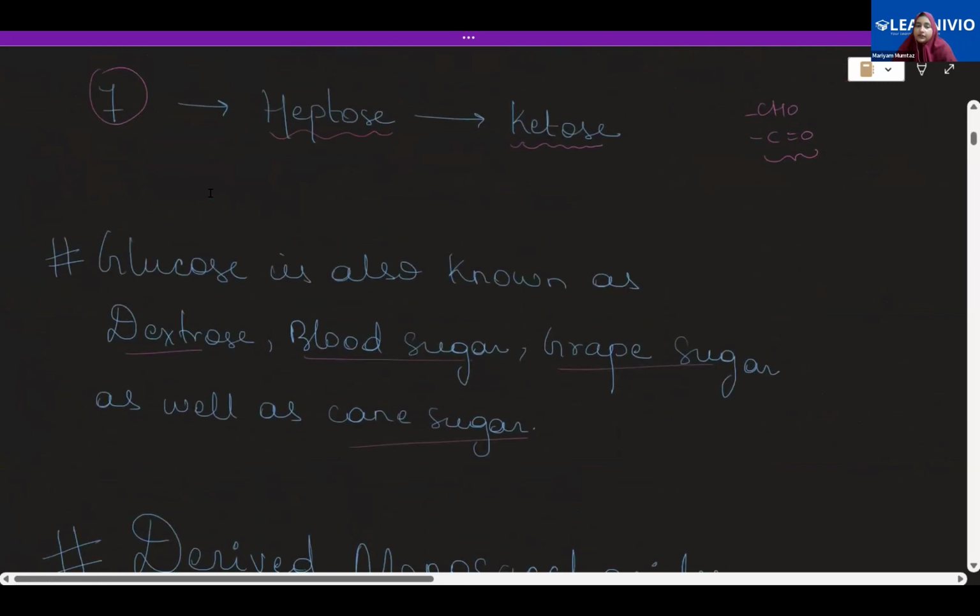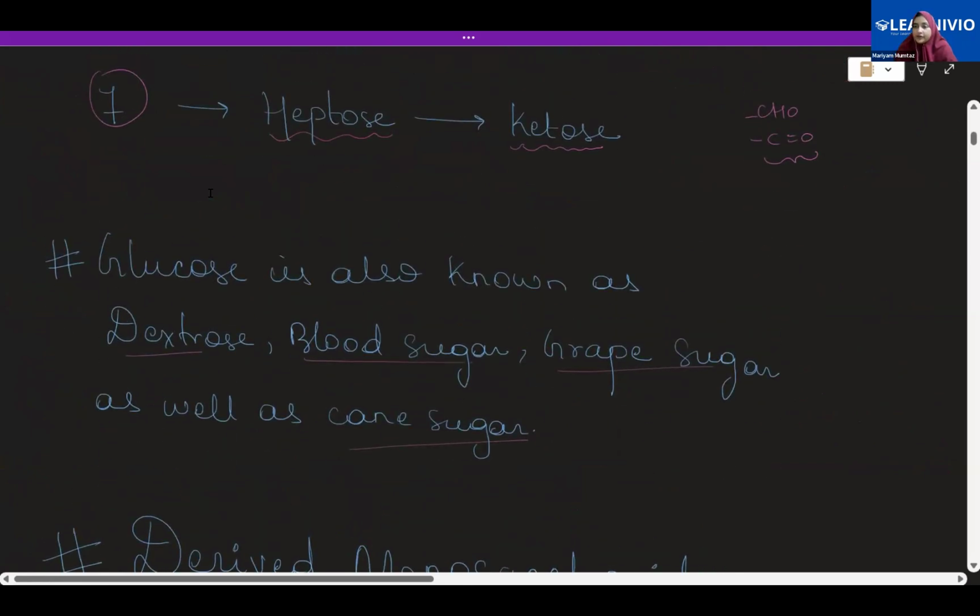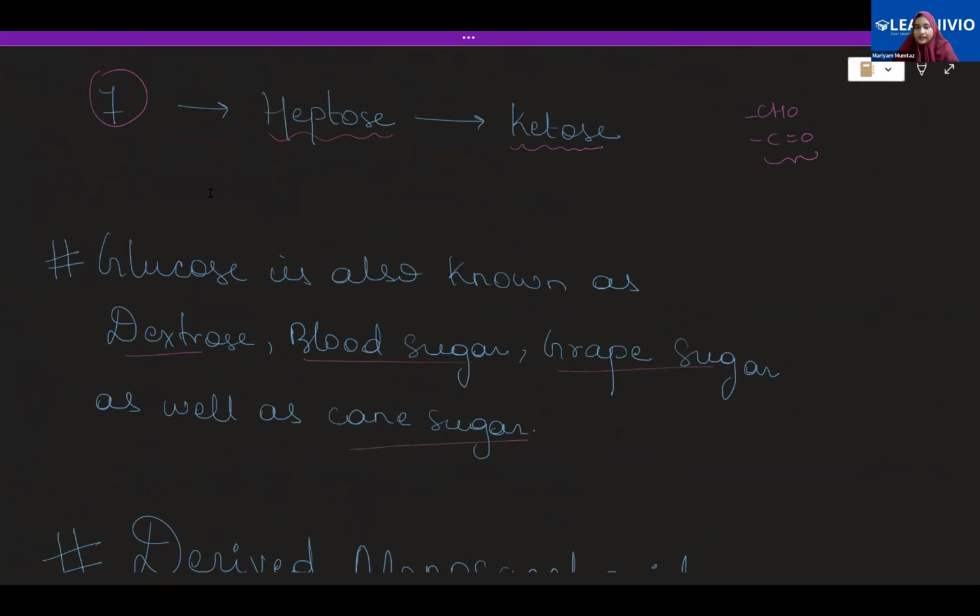Now, different sugars have different common names also. For example, glucose that we know, C6H12O6, is also known as dextrose. Sometimes it is also known as blood sugar, grape sugar, and cane sugar. So in questions, they can confuse you with other names also. You must know that they are talking about glucose only and not any other. So monosaccharide is clear to everyone? Yes, ma'am. Very good.